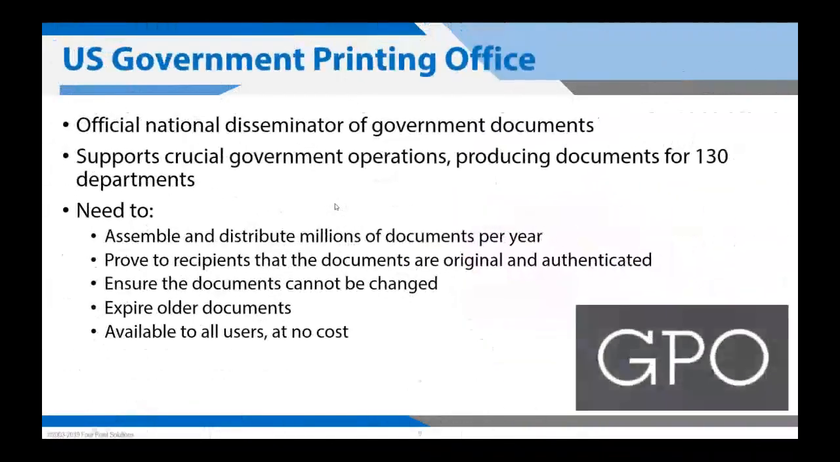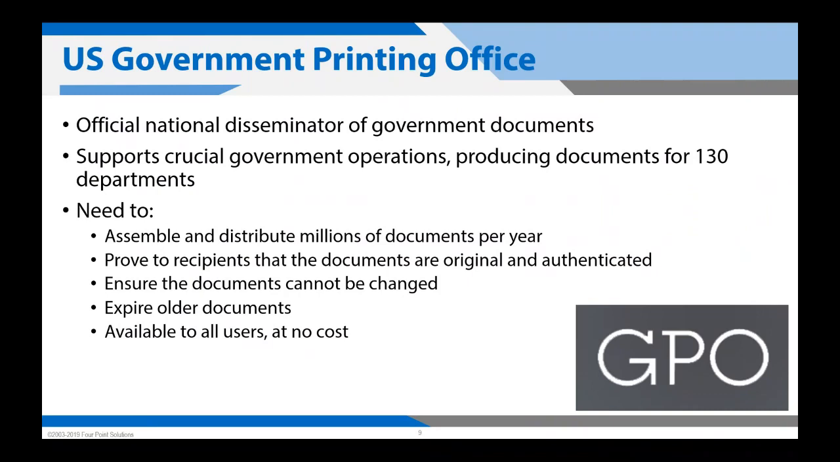One example is the government printing office in the US. The US government printing office is the official disseminator of all government documents for all branches of the US government. It produces documents for 130 departments, often with competing requirements for the nature of the assembly and the delivery of those documents. So the GPO has to regulate and manage all of this.